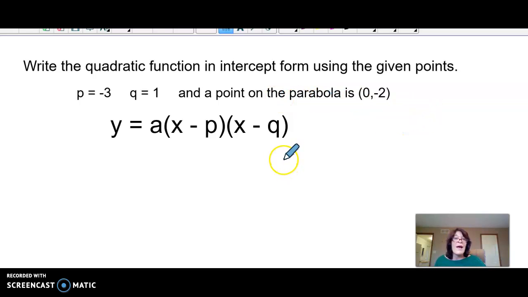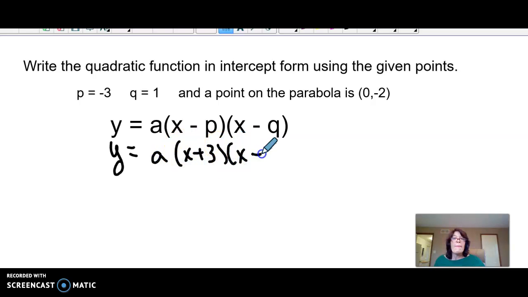Now I don't have a graph. They didn't show me a graph of this, okay? But they did tell me what p and q are. All right, so those again are the x-intercepts. Okay, so I'm putting -3 here. x minus -3 is x plus 3. And q there. Okay, I need to find a.